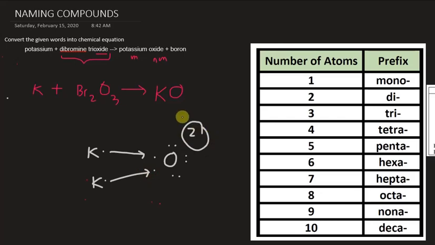And so we have the stable compound for potassium oxide. There must be how many potassium atoms? We need 2 potassium atoms. 2 potassium atoms and 1 oxygen atom. So the chemical formula for potassium oxide is K2O. Then we have plus B for boron. So this is the chemical equation for potassium plus dibromine trioxide. It will produce potassium oxide and boron.